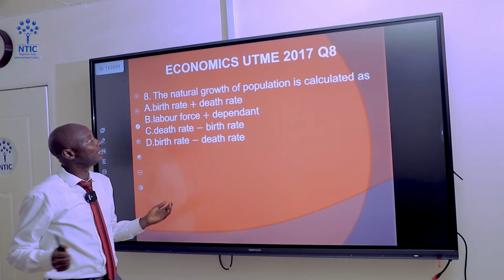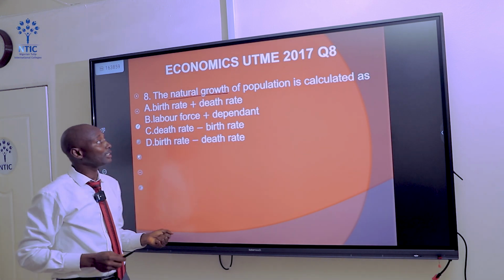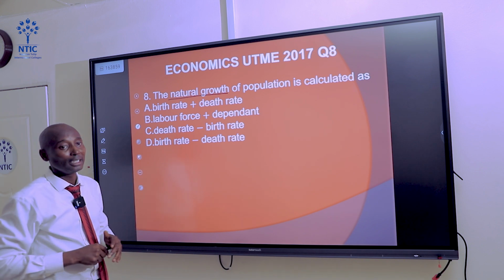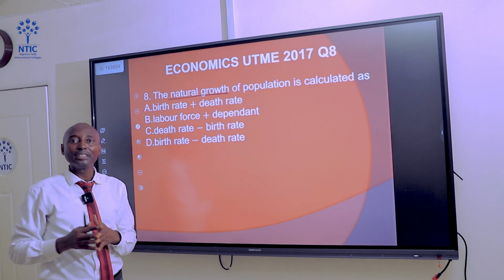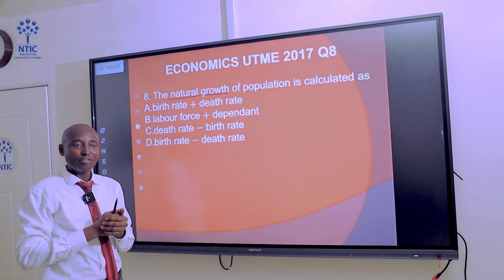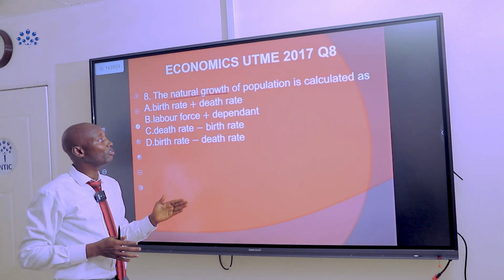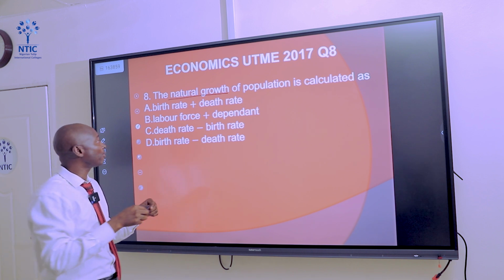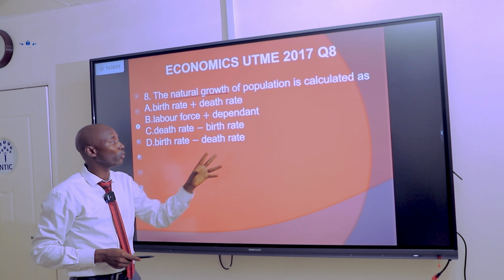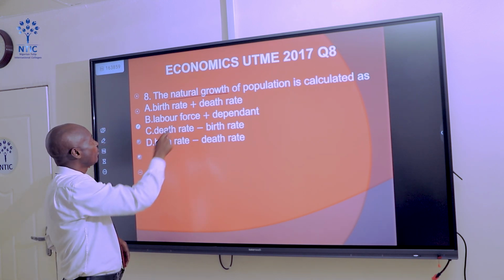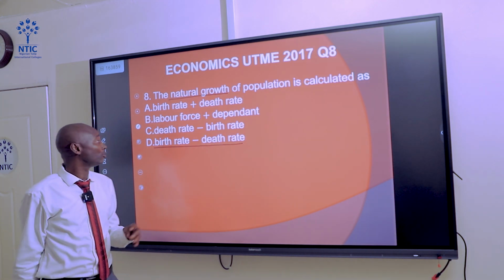Then number 8. This word is very key: natural growth rate. That is, the natural growth rate of population is calculated by looking at the number of people that are born and the number of people that have died, for you to know whether a population is growing or reducing. So find the difference between the births and the deaths. That gives us the natural growth rate, and we can see here we have birth rate minus death rate. That makes our answer D.